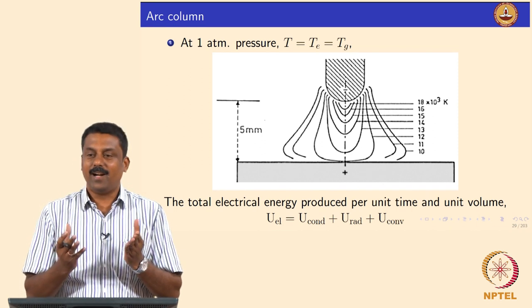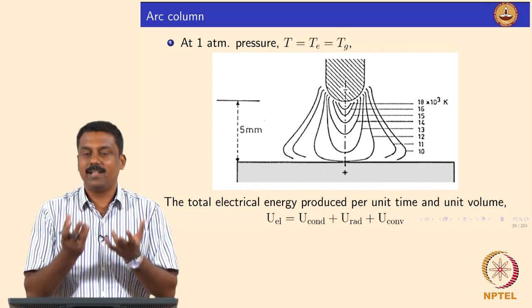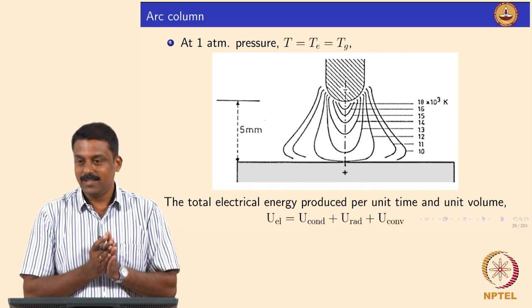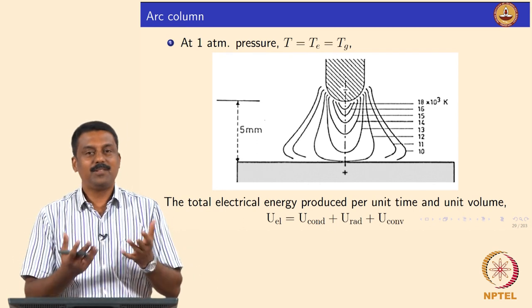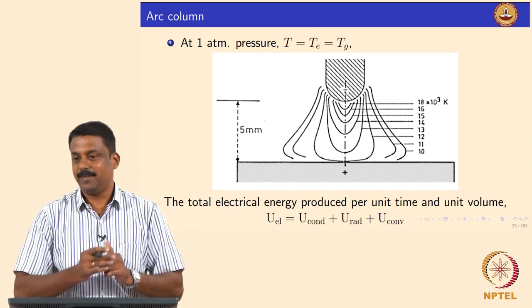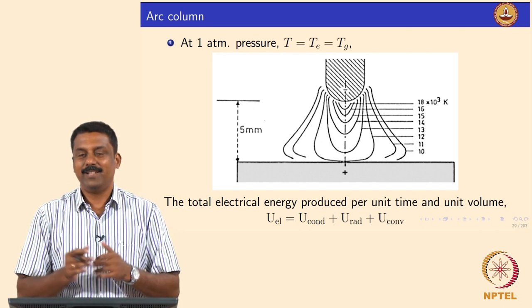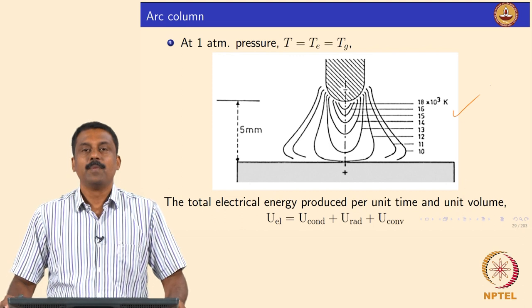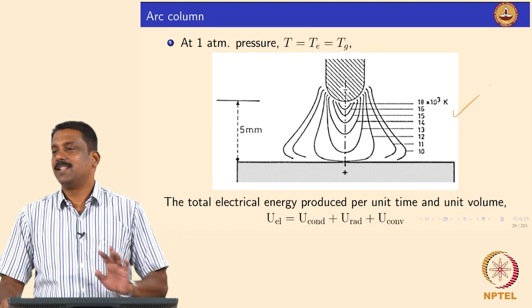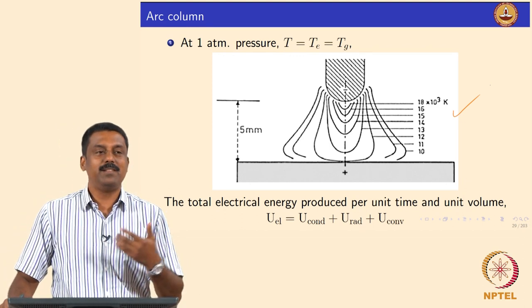So by looking at how the heat is conducted from the arc and how it is actually transferred by convection and radiation, we can also know how much energy is created in the system, but it is not that straightforward. So this experiment we carried out to look at what would be the temperature distribution of an arc.